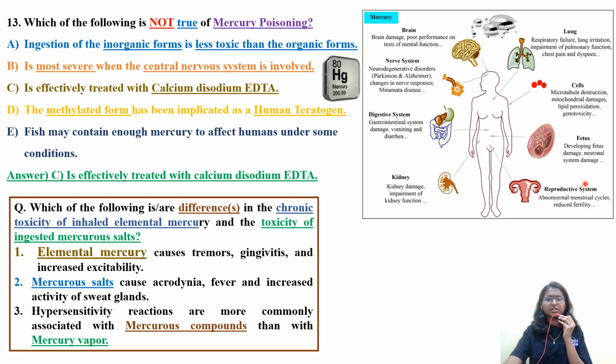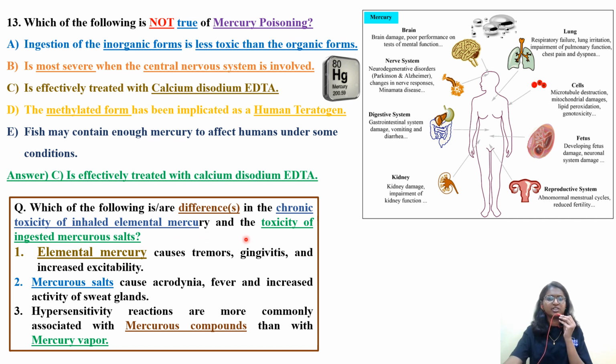Okay, apart from this one question, another second question also we are going to discuss in this video. Both the questions were previously asked in the DABT recertification. So which of the following are differences in the chronic toxicity of inhalation elemental mercury and the toxicity of ingested mercury salts?